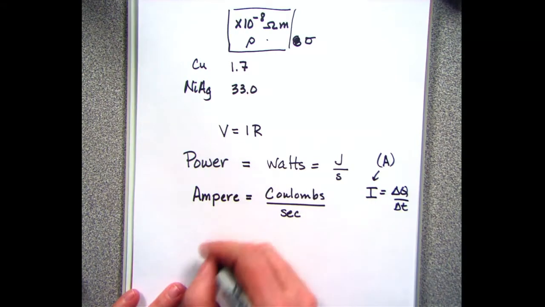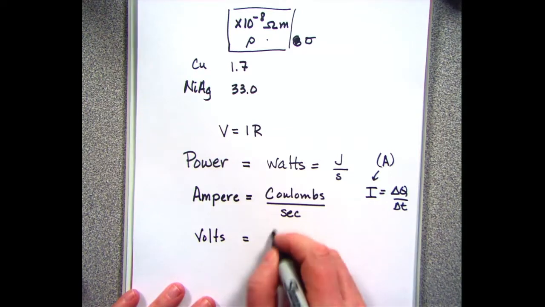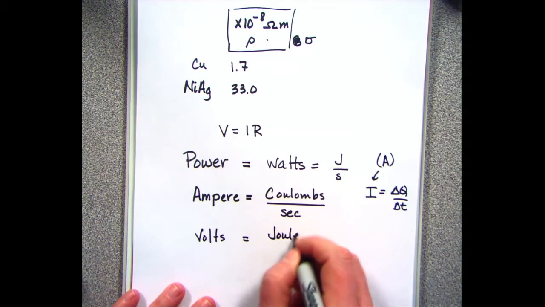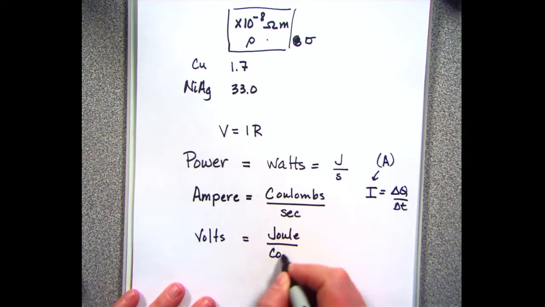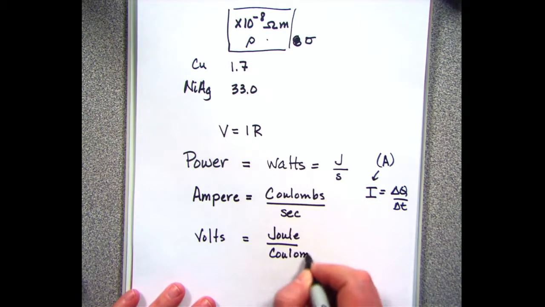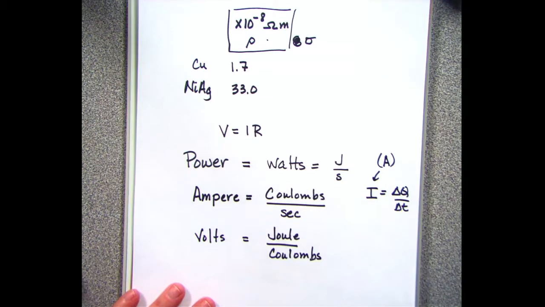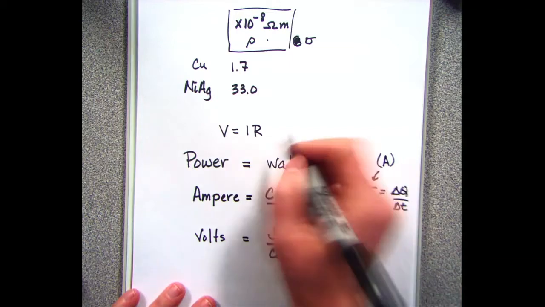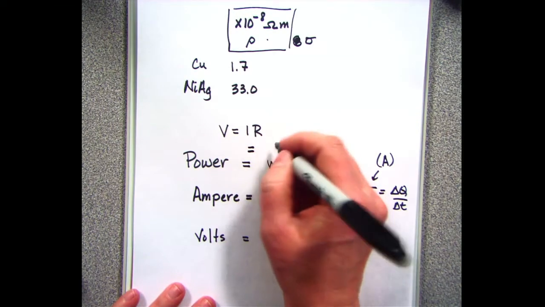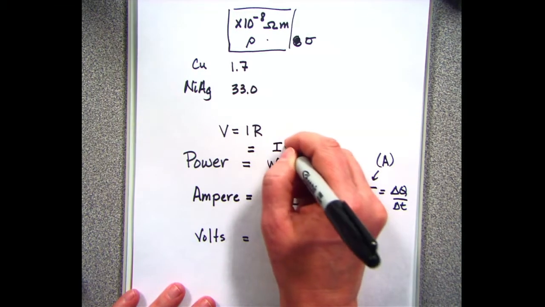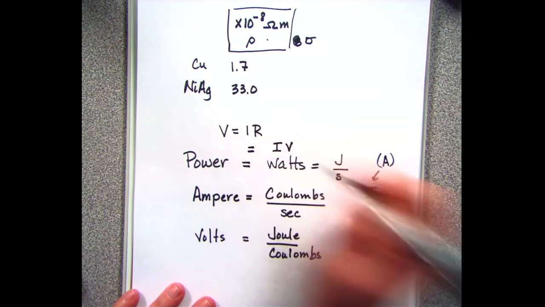Volts are joules per coulomb. Power is going to equal current times volts, which is coulombs per second times joules per coulomb, which gives me joules per second. So we can look at those units and get where we're at.